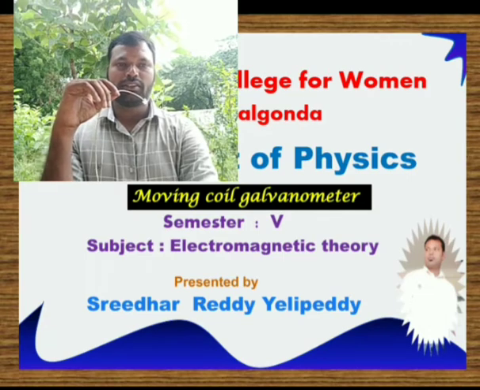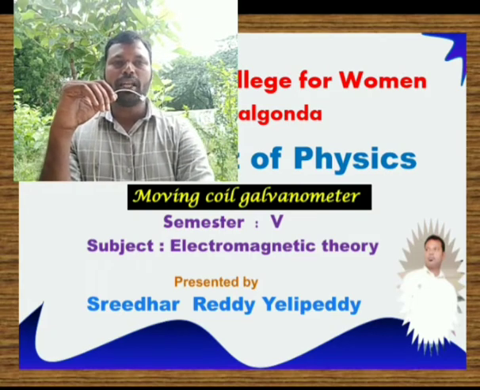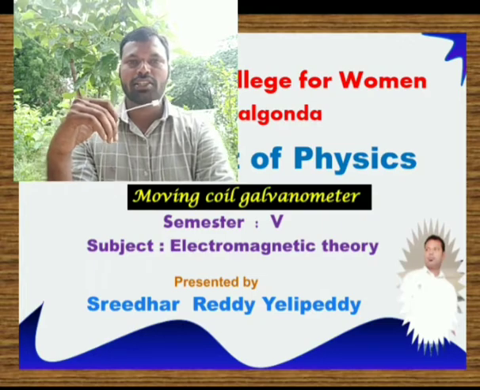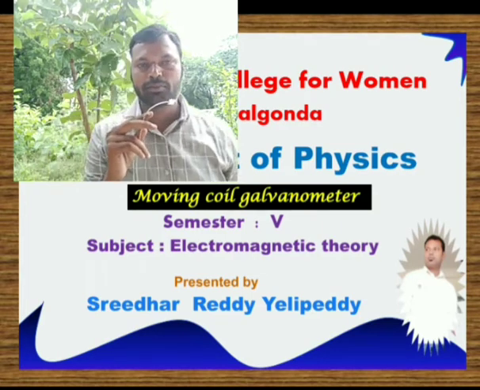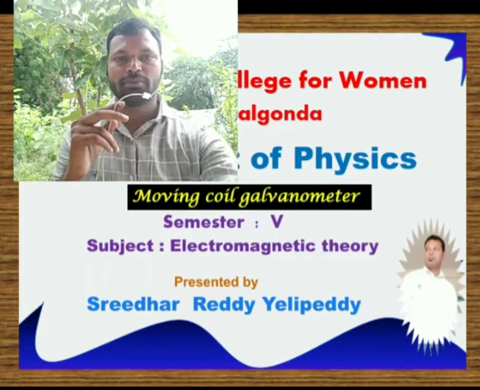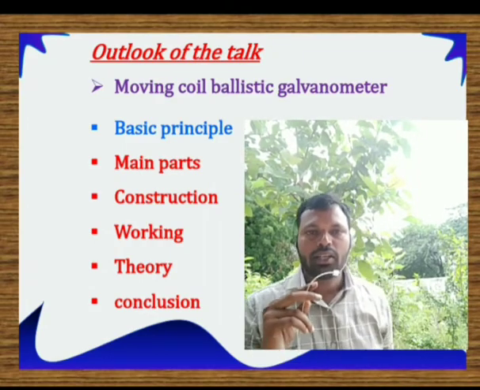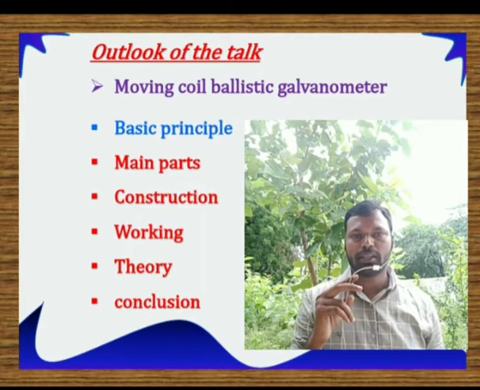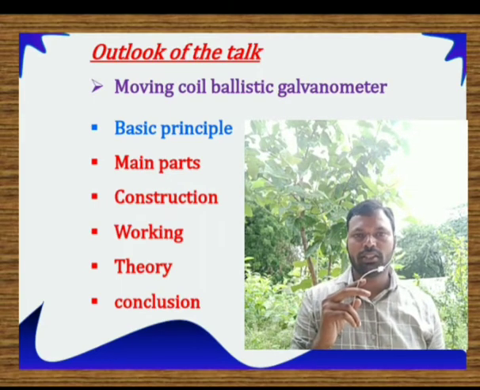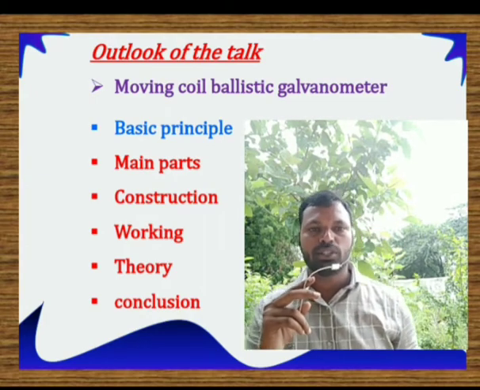As part of our video lessons, today I am going to show you the moving coil ballistic galvanometer, its construction and working principle. This is a final year subject, semester 5, paper 5, electromagnetic theory. In this, I am going to talk about what a ballistic galvanometer is and its basic principle, what the main parts of the galvanometer are, and how to construct it, its working principle and conclusions.